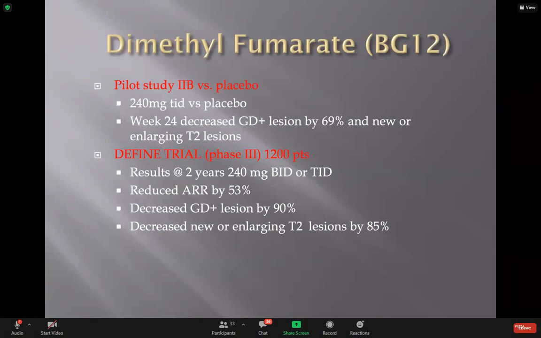Dimethylfumarate is one of the newer drugs as well. You can give it orally. And it also helps in reducing relapse rate. This is one of your starter drugs now that you can use in the beginning before going on to the much heavier agents.